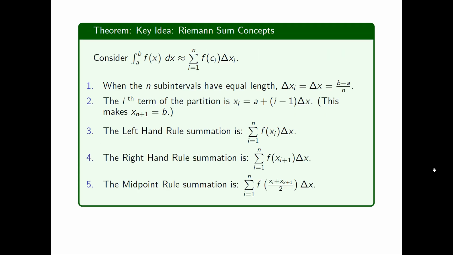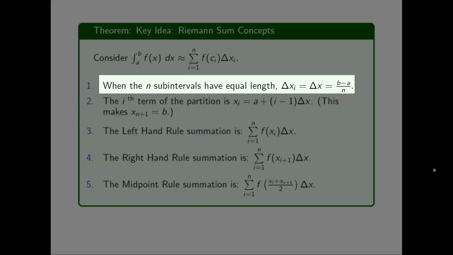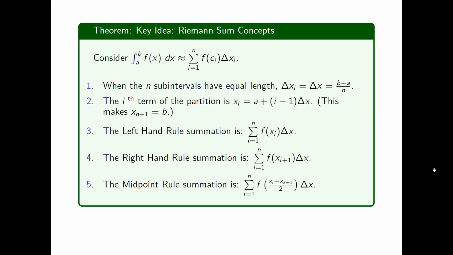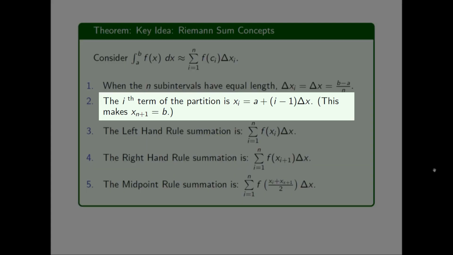Some ideas about the Riemann sums. We'll almost always see it being the case where the subintervals actually have equal length. We very rarely have them at different lengths. Therefore, the delta x_i is simply delta x because they're all the same, and that's just (b minus a) over n. So we take the whole width of the interval and divide it by n. The ith partition is simply given by x_i equals a plus (i minus 1) delta x. And this makes x_{n+1} equal to b, the last term.